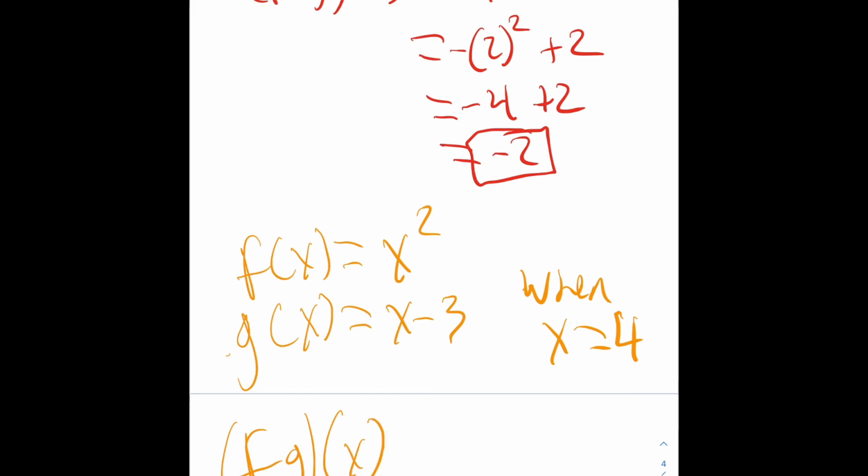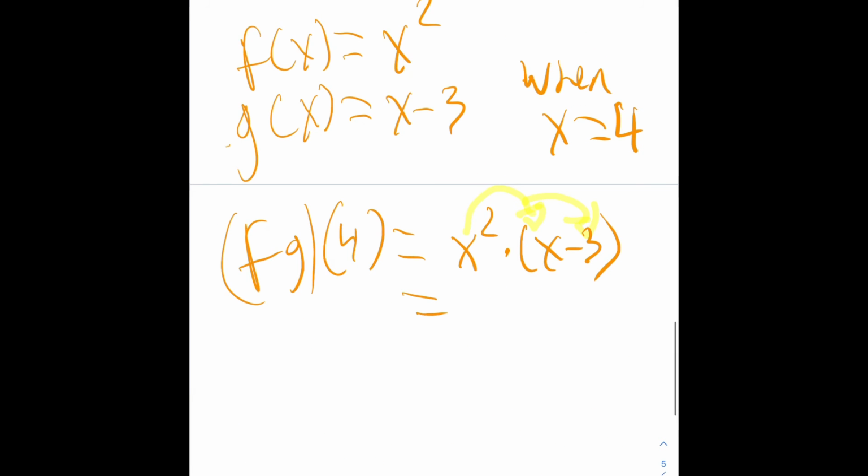So I'm going to write it as fg of x. I'm not going to put x because I know I'm looking for it when it's 4. So again, x squared multiplied by x minus 3. Got to distribute. So this is going to equal x squared times x is x to the third. X squared times negative 3 is negative 3x squared. And every time I see an x, I'm going to plug in a 4.